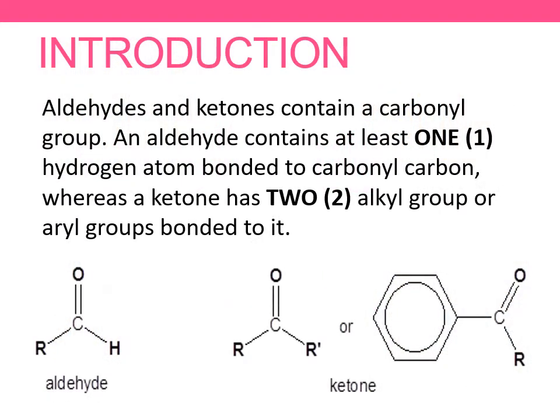Aldehydes and ketones are basically compounds that contain a carbonyl group. Aldehyde contains a hydrogen atom bonded to the carbonyl carbon, whereas ketone has two alkyl groups attached to the carbonyl carbon. That is the difference between aldehyde and ketone. For ketone, it can also be an aromatic ring attached to the carbonyl carbon, and this is also considered as ketone.